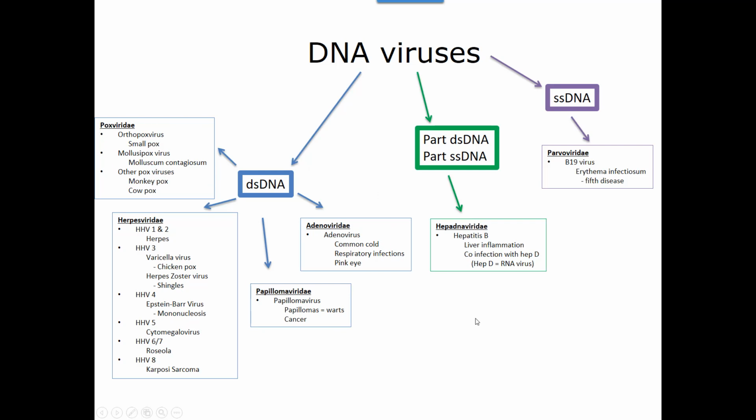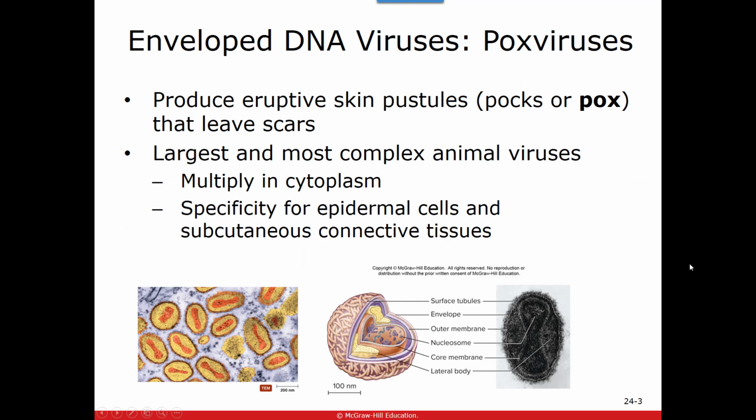We're going to take a look at our first group, the Poxviridae family. Now, the pox viruses all have an envelope on them, and everything in this family is going to produce big, large pustules, also called pox, spelled differently. It's where they get their names, and it's those big skin pustules that leave scars. They are, size-wise, the largest as well as the most complex animal viruses that can infect us.